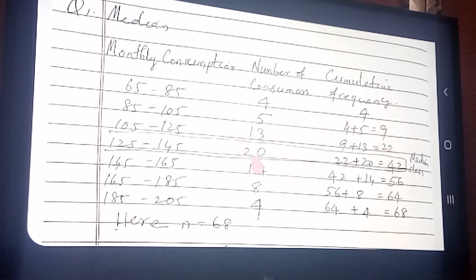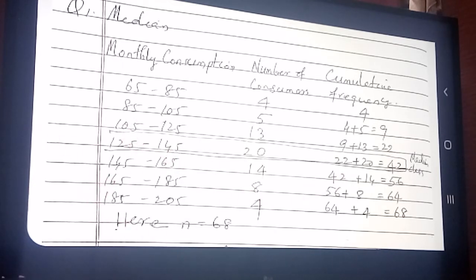Next, 22 plus 20, how much is coming? 42. Then 42 plus 14 is 56, 56 plus 8 is 64, and 64 plus 4 is 68. Or you can add this way: this column 4, next add 2, next add 3, next add 4, and so on, adding all the frequencies. Any method you use, the cumulative frequency will come correct. So the total frequency came to 68. Now our duty is to find the median class.